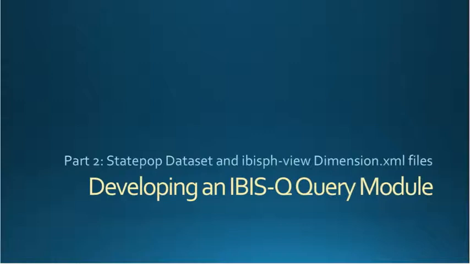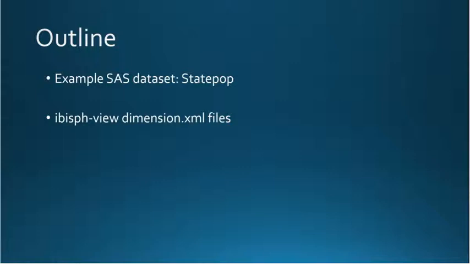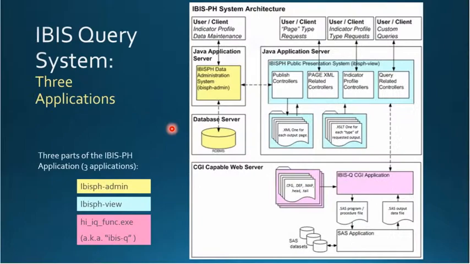This is part 2 of the training video series for developing an IBIS-Q query module. This is a pretty simple video where I'm going to introduce the example state and county population data set and how it is represented in the IBIS-PH view XML dimension files. We used this schematic in part 1 of this series. The XML files are located in the IBIS view application, and the SAS datasets are on the IBIS-Q server.